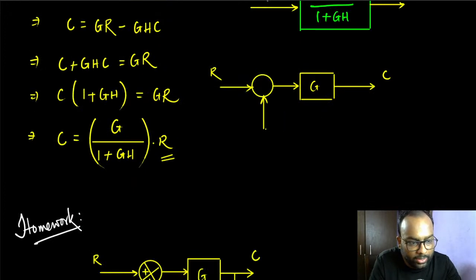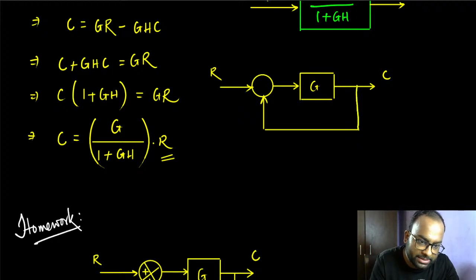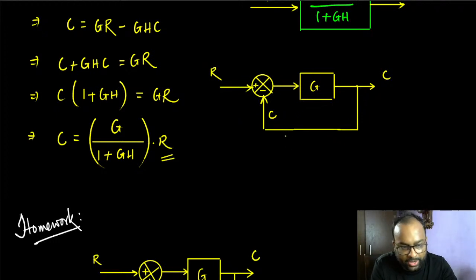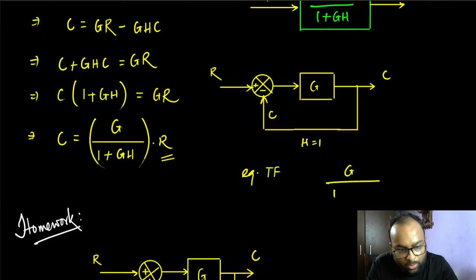In that case, we just draw it like this. Obviously, right? Because if H is equal to 1, I get C as the input here, and C is the output that goes into the comparator here. Of course, instead of doing all that, if I just draw a line out of that, same idea is still there, right? So H is equal to 1. Now, of course, the equivalent transfer function here would still be G by 1 plus GH. Now here H is equal to 1, so this is just G by 1 plus G.